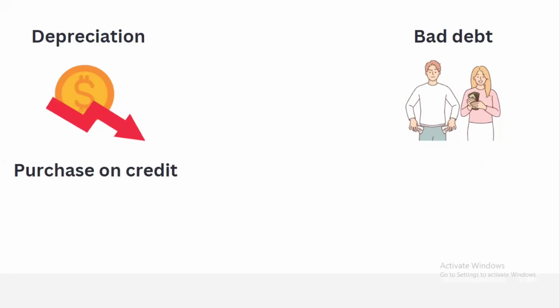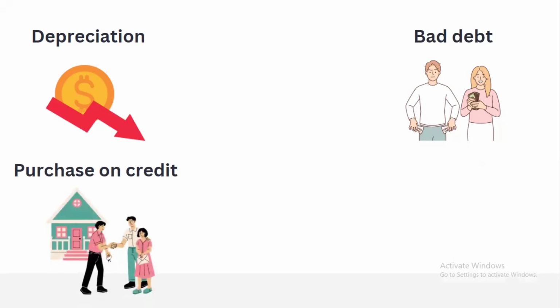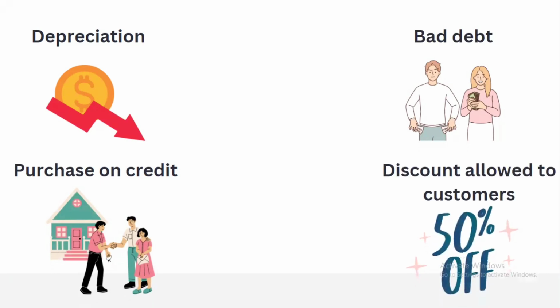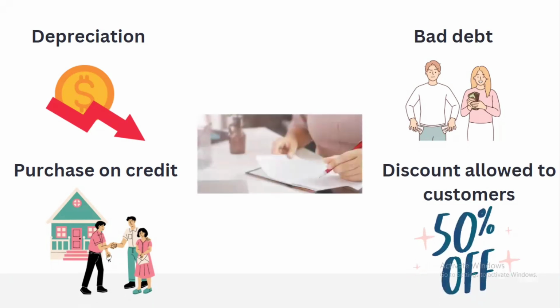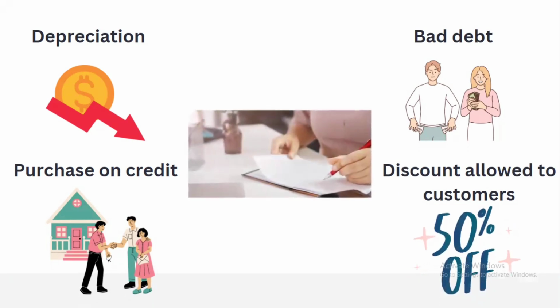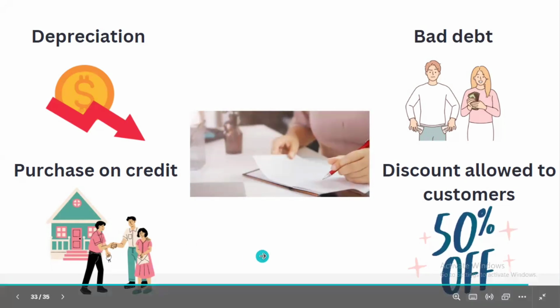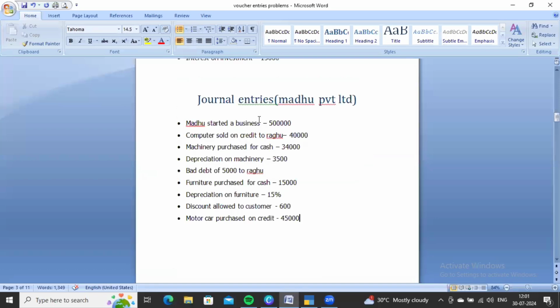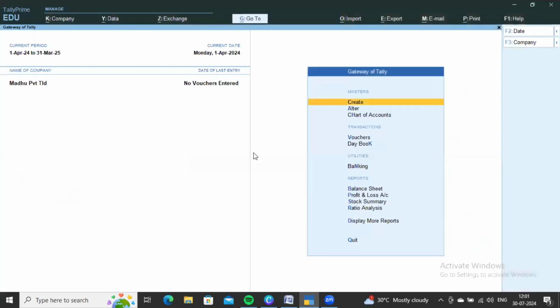Next, purchase on credit. If we purchase any asset or anything on credit basis, that comes under purchase on credit. And if any discount is allowed to customers, these are also entered in general voucher. These are some of the entries that come under general voucher. So let us learn how to record these transactions in general voucher with an example. These are the journal entries that we are required to enter in general voucher.